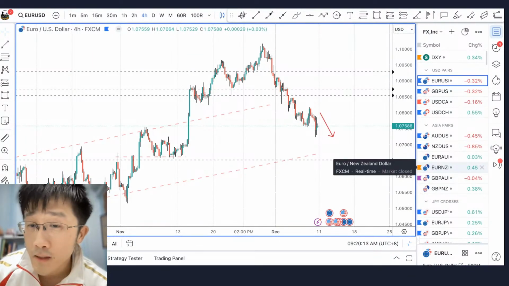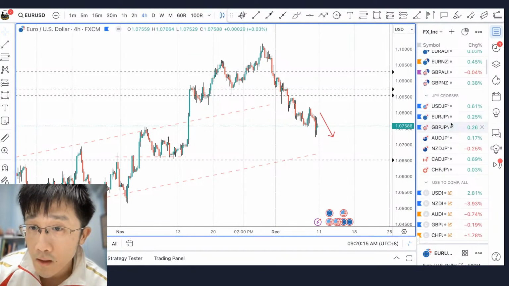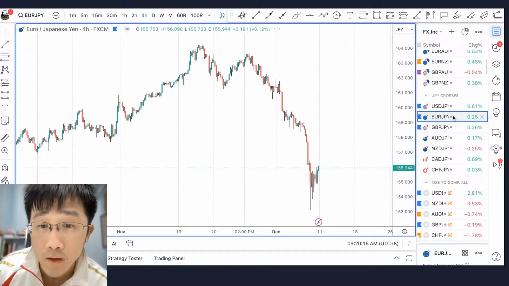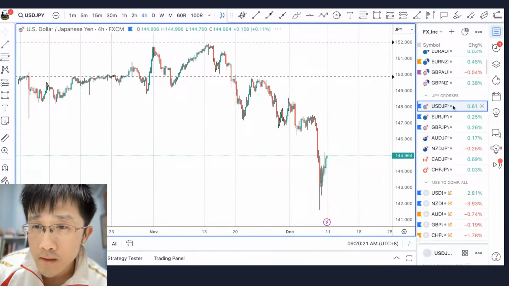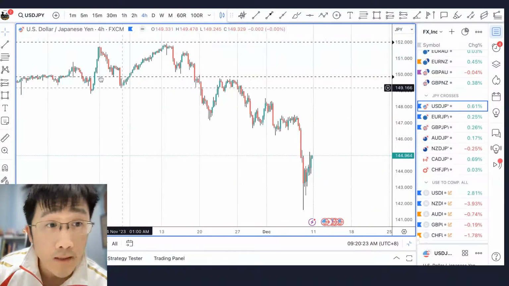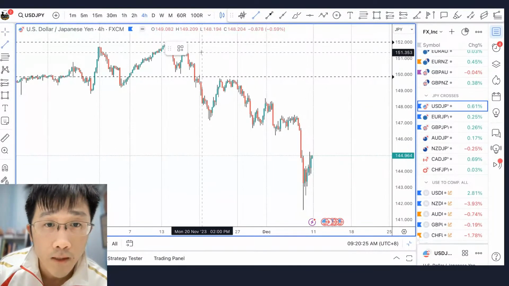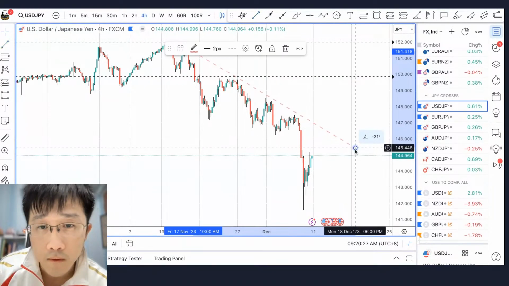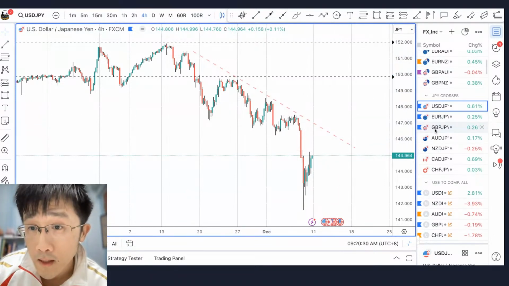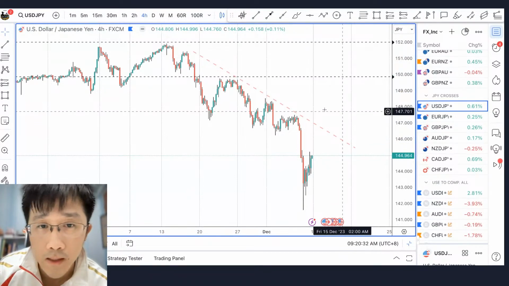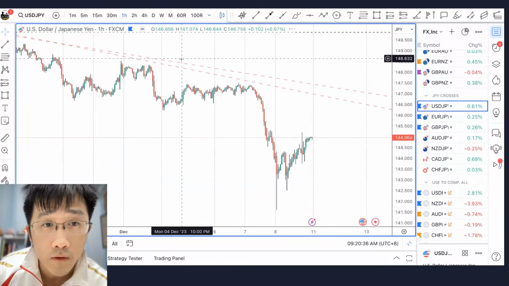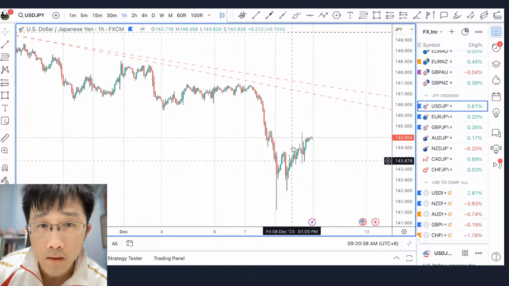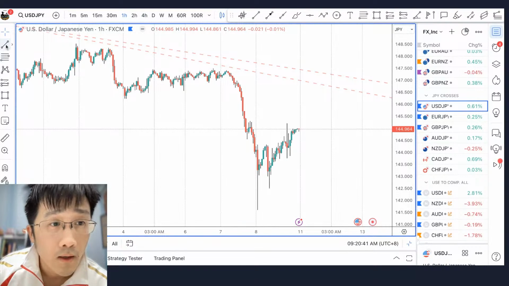Other than that, for the yen, I do think that this is quite a nice downtrend already. For Euro yen, Pound yen, USD yen, it is a downtrend. So pullback should be for me to look for shorts on the 1 hourly.